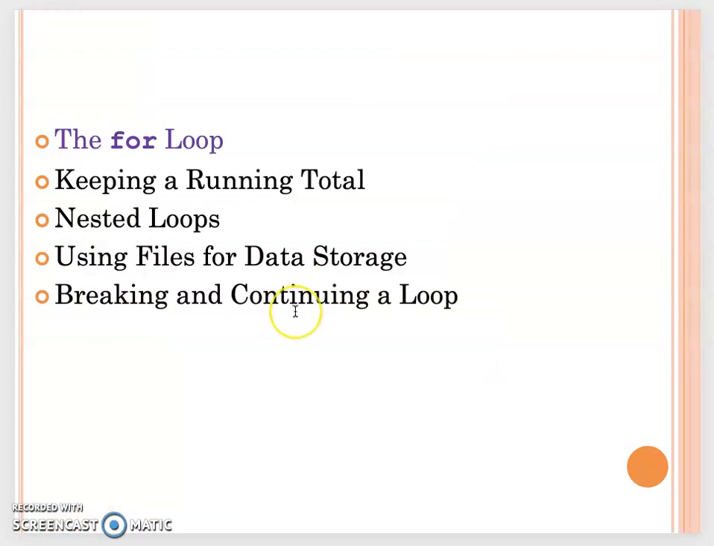So we see what we will talk about in this video. We will introduce the last loop we will talk about, which is the for loop. Last week we talked about the while loop and the do-while loop. So then the other type of loop is what we call the for loop.